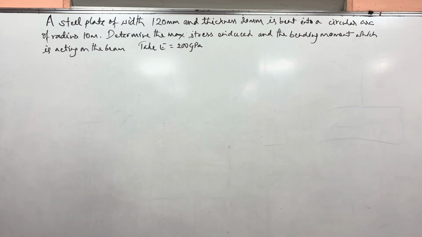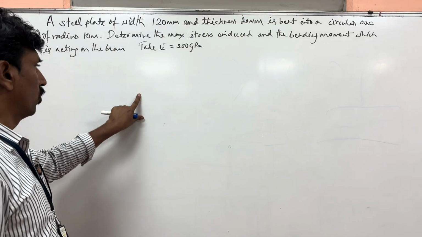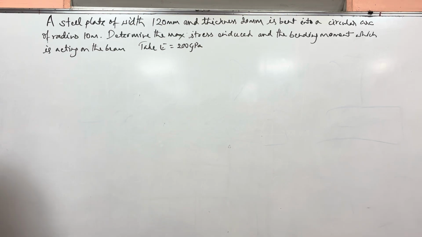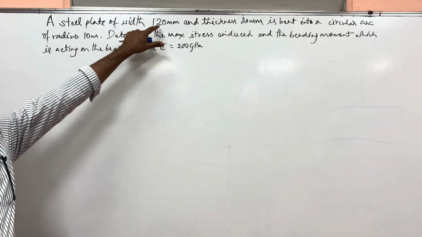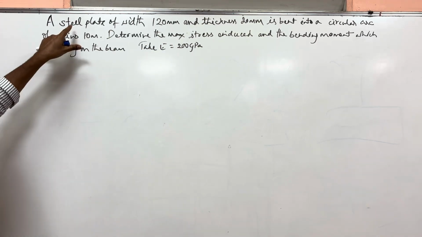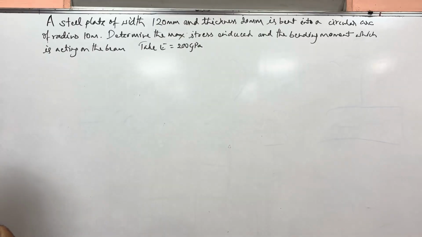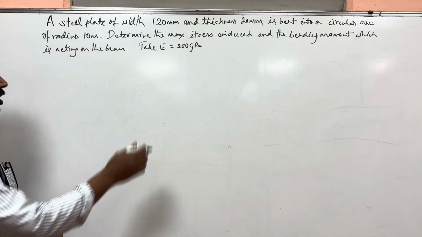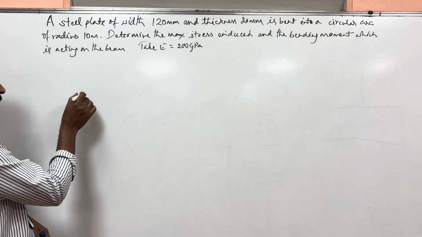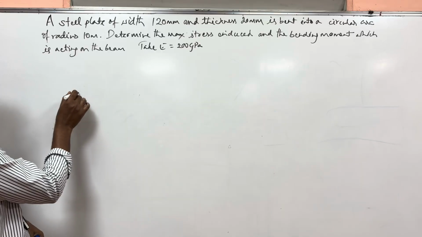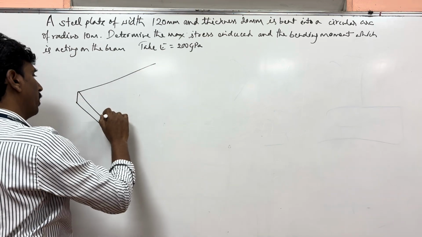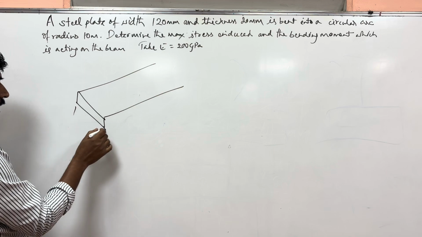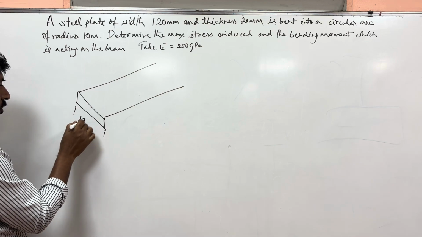Now let us read the problem and draw a diagram which would put all these values into that diagram. It's a steel plate of width 120 mm. So there is a steel plate whose width is 120 mm. Let us draw this steel plate something like this, and the width is 120 mm.